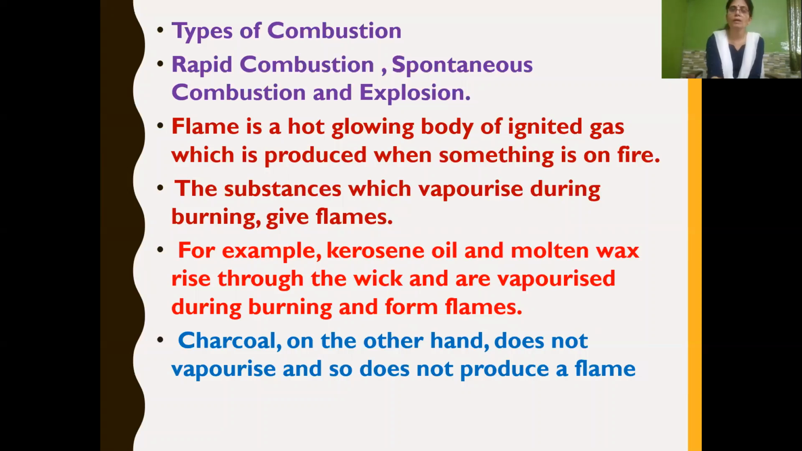The molten wax rises through the wick. Even in the kerosene oil lamp we use, isn't it? The kerosene oil also rises through the wick and is vaporized during burning, and thus it forms flames. Charcoal, on the other hand, does not vaporize and so does not produce flame.